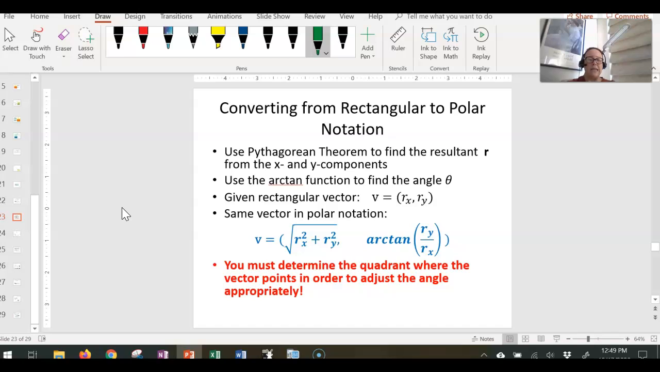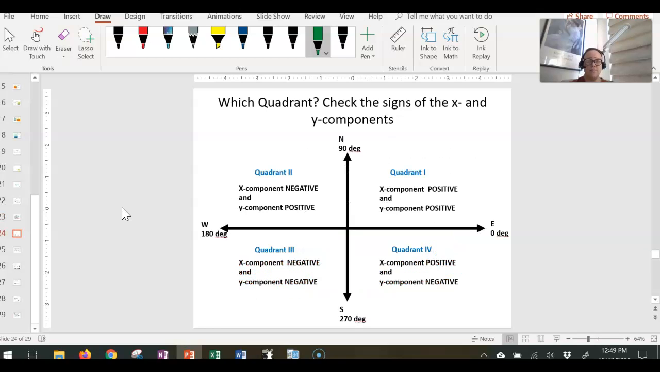This isn't quite the end of it. When you're going from rectangular to polar notation, you must be clear on what quadrant the vector points in order to adjust the angle, because the value that's given to you by your calculator may need to be adjusted.